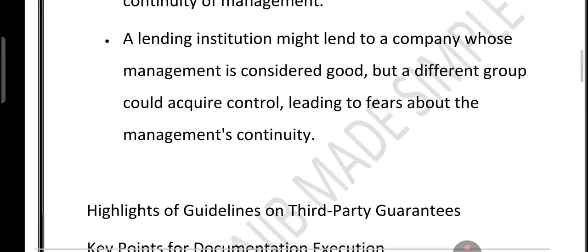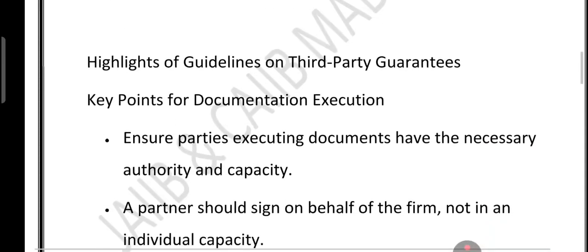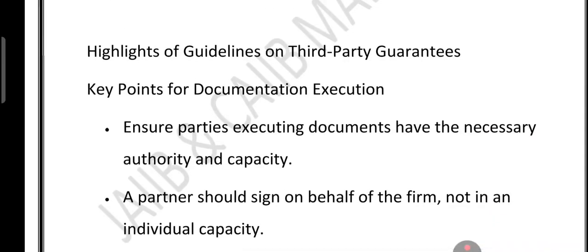So third party guarantee we have already discussed. Some more points are there. I think this is a repetition.